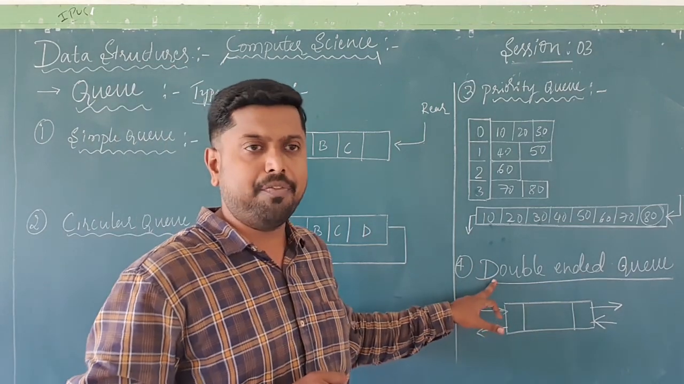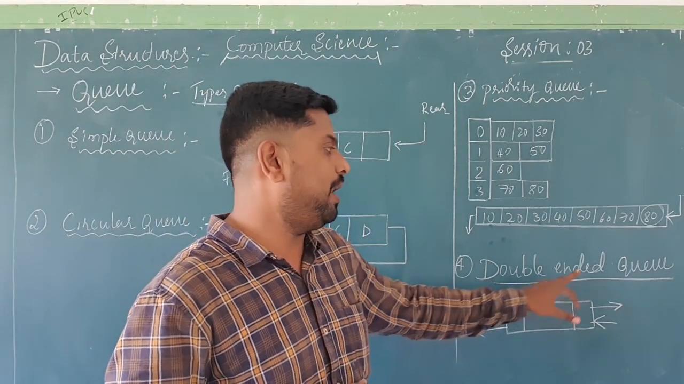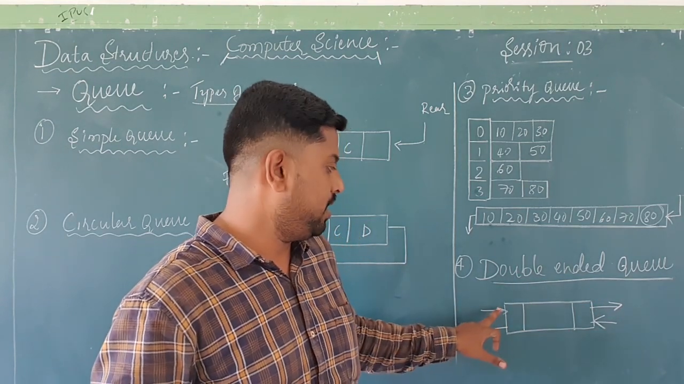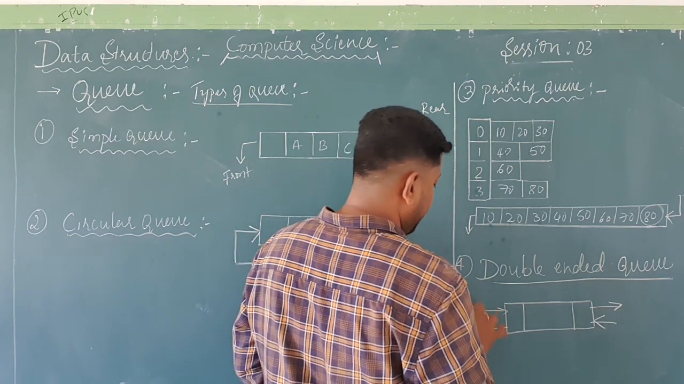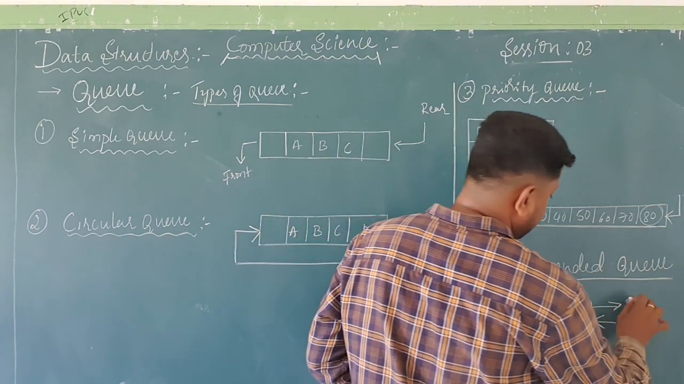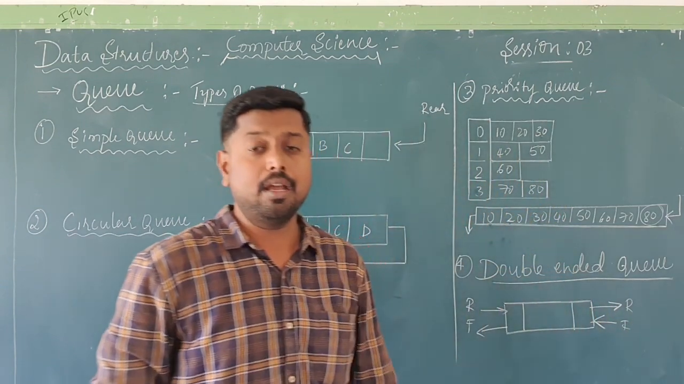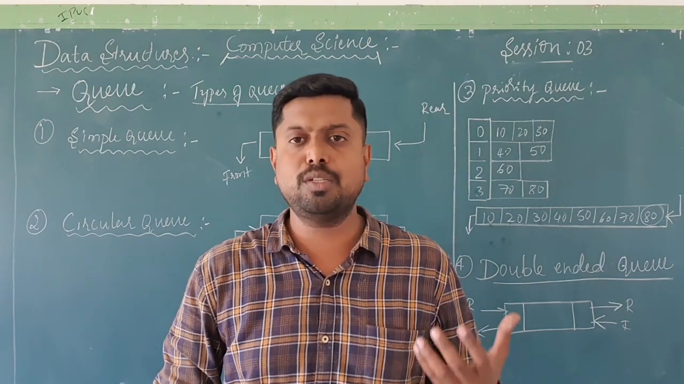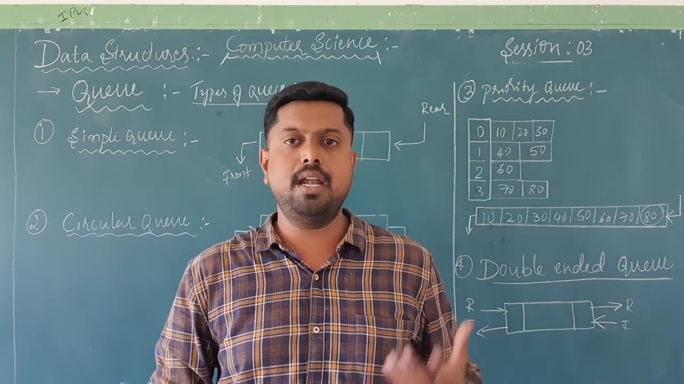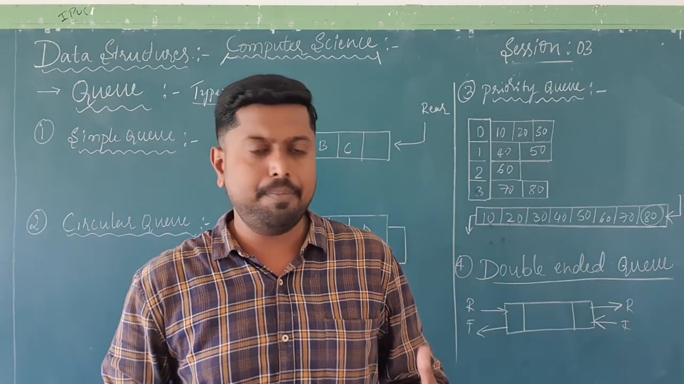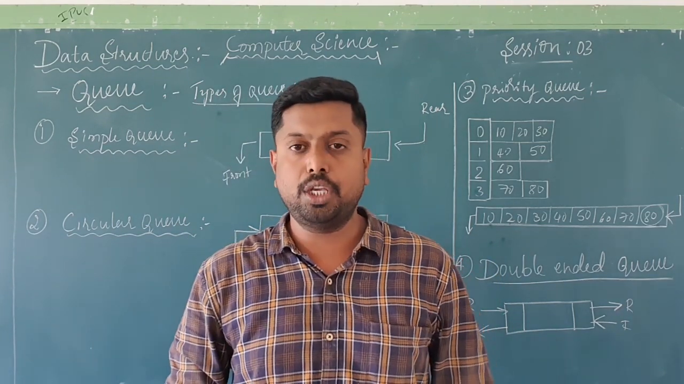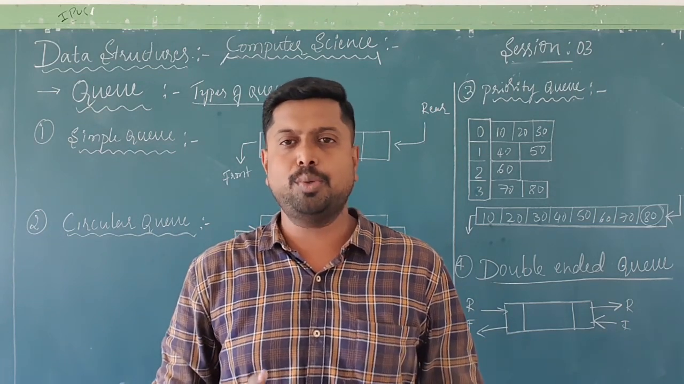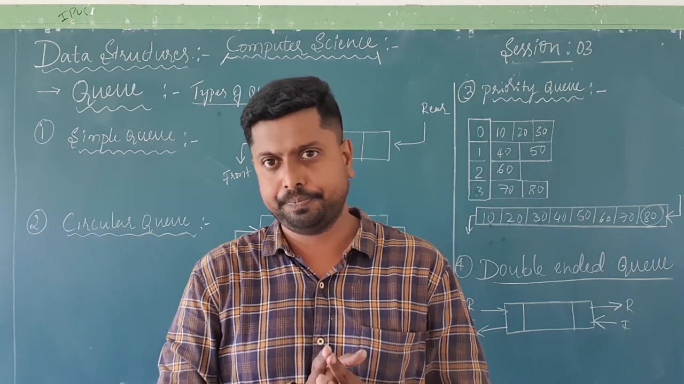Then the final type of the queue is the double-ended queue. In this type, both ends, rear and front, are present. At both ends, insertion is possible and deletion is possible. That is what we call a double-ended queue. This is the concept of the types of queue. The double-ended queue accepts both insertion and deletion at both ends.